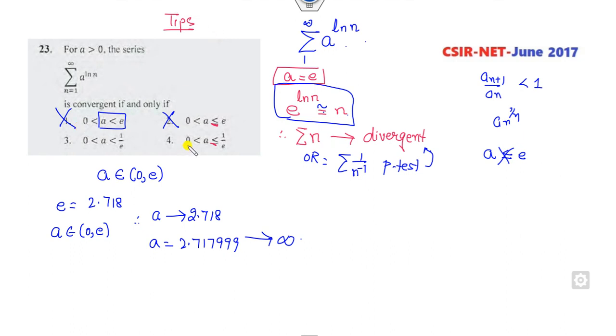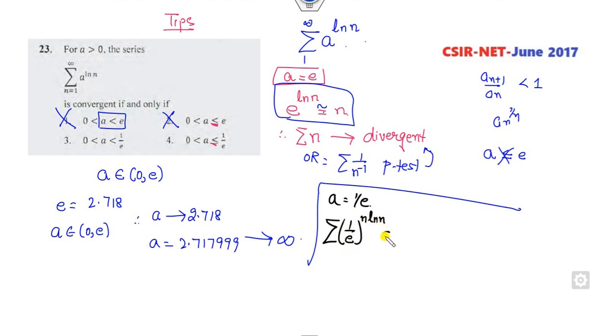Look at the third option. Again, there is equality in the third option here, so we can check this case. A is equal to 1 by e. So the series will be 1 over e raised to power ln of n. So I can rewrite this number as e raised to power ln of this, which is 1 by n.